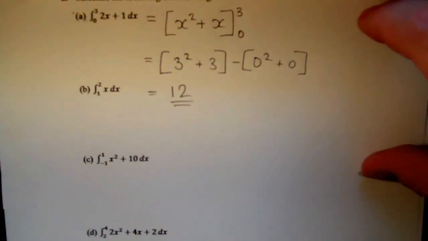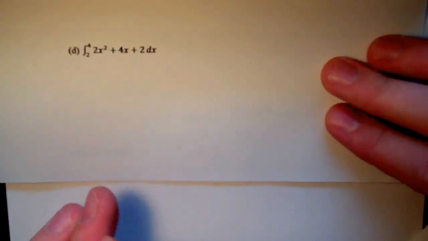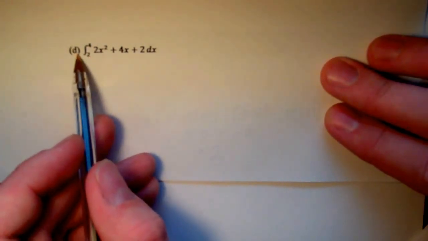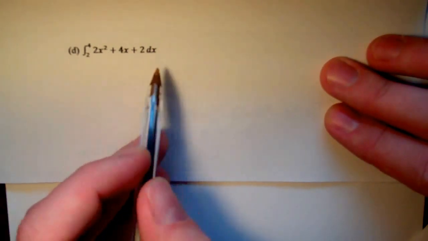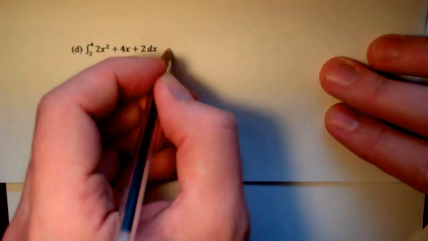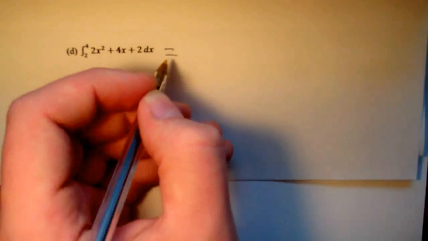Okay, and then the last one I'm going to do, so I'm just going to bring this up a bit, I'll fold it over again. So about here. The last one I want to do with you is this one, which is D, and that is 2x squared plus 4x plus 2 with respect to x. Okay, so again, first thing we need to do here is to do the integration.